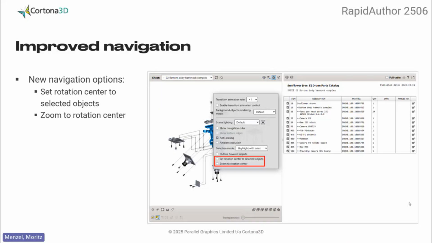We have also improved the rotation and zoom algorithms for smoother navigation when using the mouse wheel in 3D publications. The new options, set rotation center to selected objects and zoom to rotation center, are available both in the publishing options of the authoring tool and in the settings of the resulting publication. By default, mouse wheel zoom uses the cursor position as the zoom center. This behavior can be switched to the rotation center via the zoom to rotation center option. On the next slide, we will display one of these options in more detail.